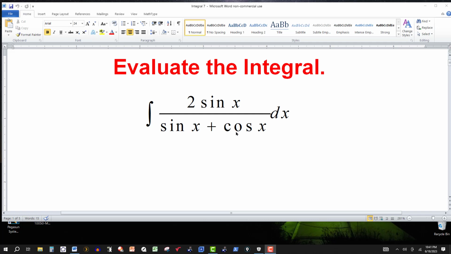Letting u equal the denominator is not going to work. Or letting u equal sine of x or cosine of x. You can try that, but it doesn't work. Do you want to pause the video now and try it? Go ahead. I'll be right back.